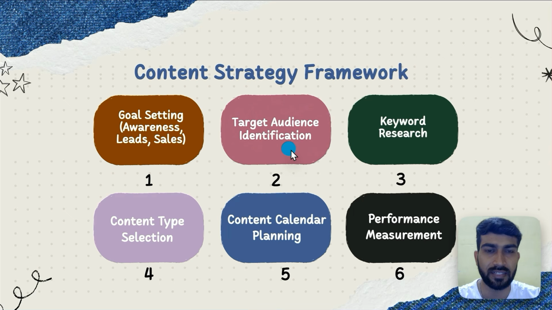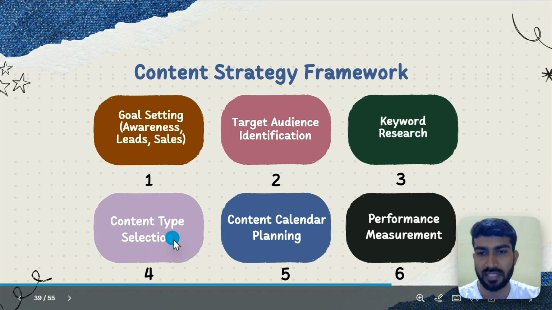Then target audience identification. We can target the audience in the second stage. In the third stage, we can do the keyword research. We can use different keyword research platforms, like Google Keyword Planner. Using that you can understand which keywords are important. You can even refer to social media posts as well. You can do competitor analysis. You can check out their social media pages and what kind of keywords or hashtags they are using. You can use those keywords.